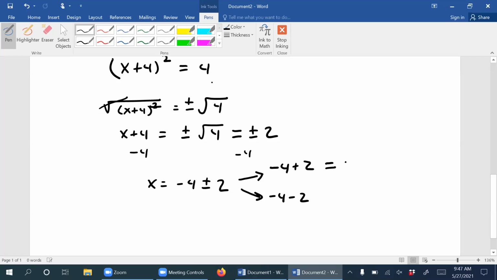Negative 4 plus 2 is negative 2, and negative 4 minus 2 is negative 6. So we still reached the same conclusion as we did before, negative 4 and negative 6. Yes, it took more work, but there was no guessing involved. There's no, is this factorable? We just went ahead and went with our procedure. And this is how we solve the quadratic by completing the square.